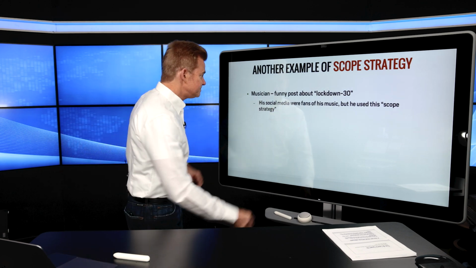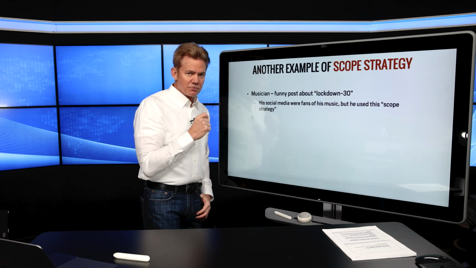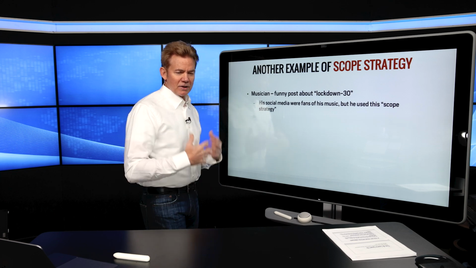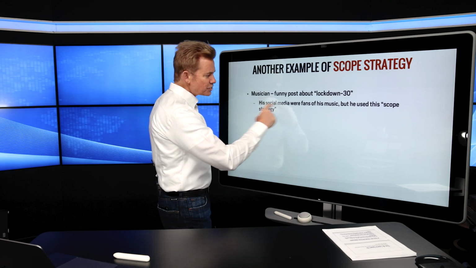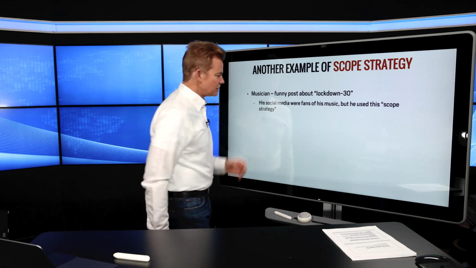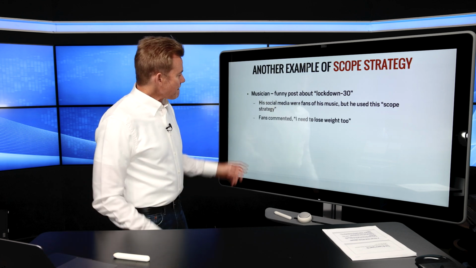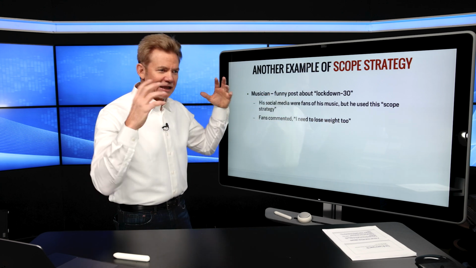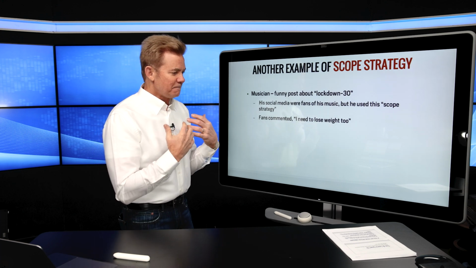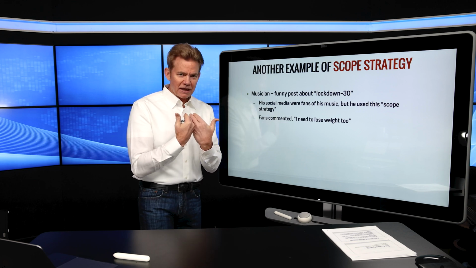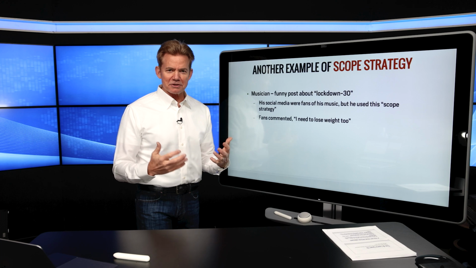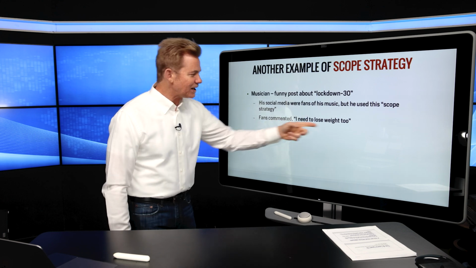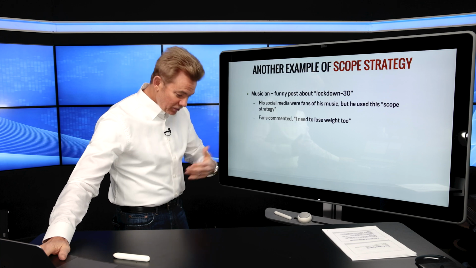Here's another example. So there's a guy who's a musician. He did a funny post about lockdown 30. And it was having to do with COVID, gaining weight during the lockdowns. His social media were fans of his music, but he used this scope strategy. Fans commented, "I need to lose weight too." Okay, so he was basically putting the focus on himself, saying, "Man, I gained weight. I need to lose some of this stuff. It's this lockdown 30 got me." And he was 30 pounds overweight. And so his fans commented, "I need to lose weight too." All right, all of those comments.